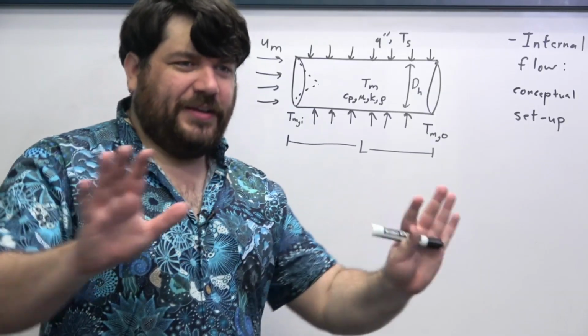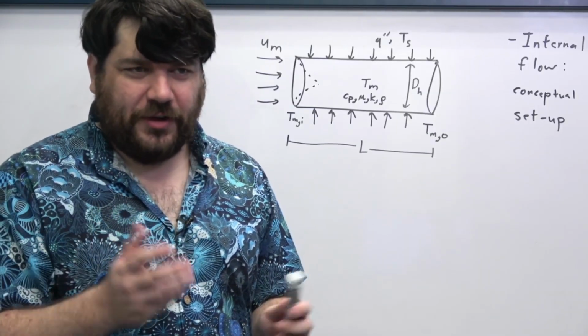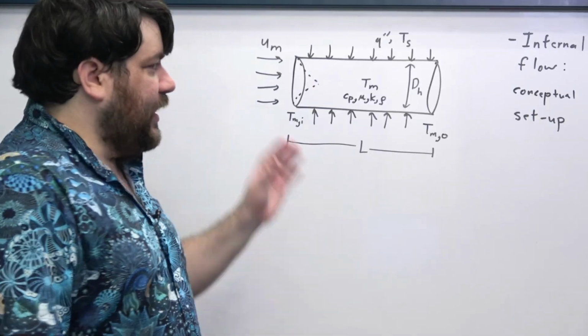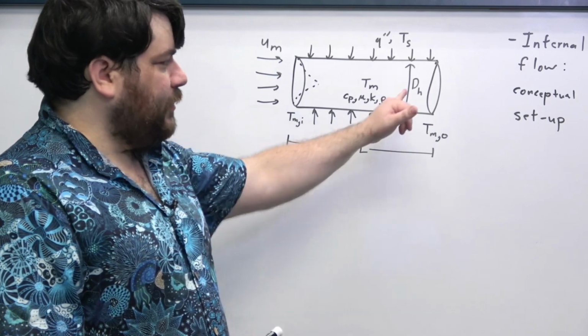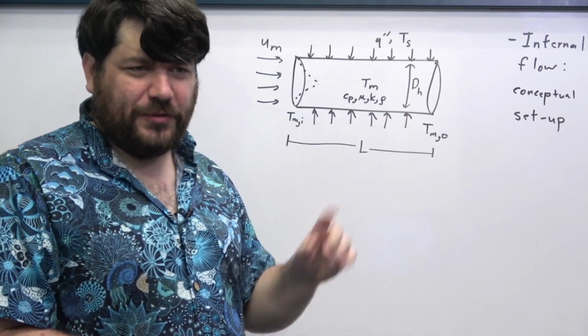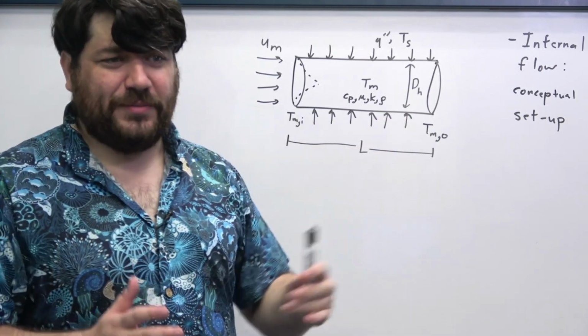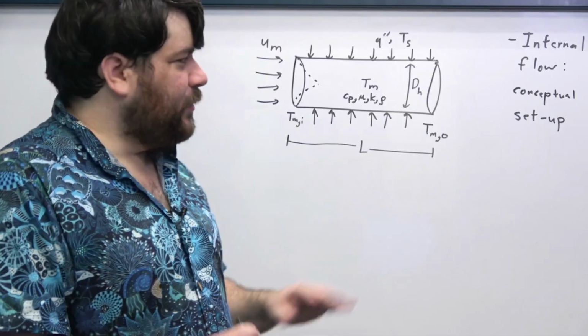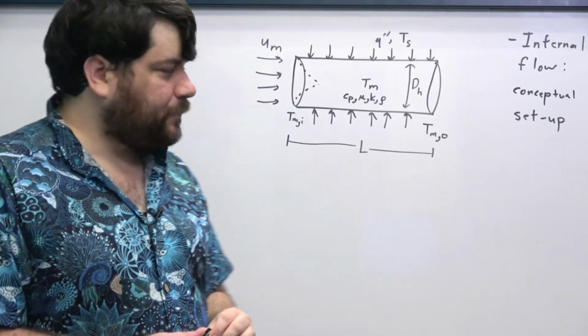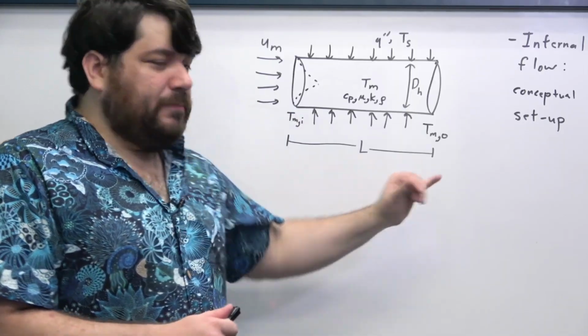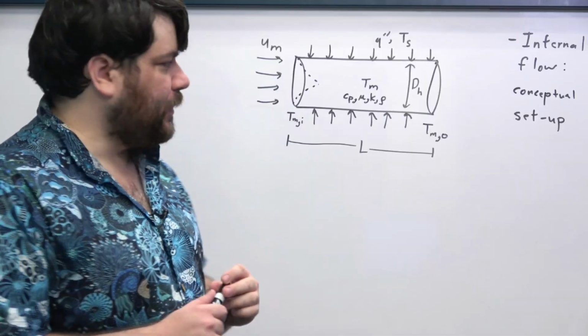So here's a kind of standard setup for these sorts of systems. We have some sort of duct. That duct has a diameter d. Now I've drawn it as a circle, but we'll see that it doesn't actually have to be a circle. This could be a square duct or a triangular duct. But for the moment, just consider a circular duct with a diameter D_h and some length L, okay?